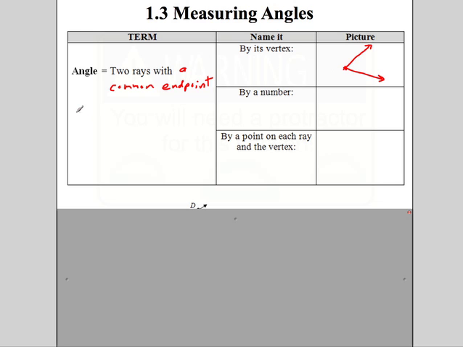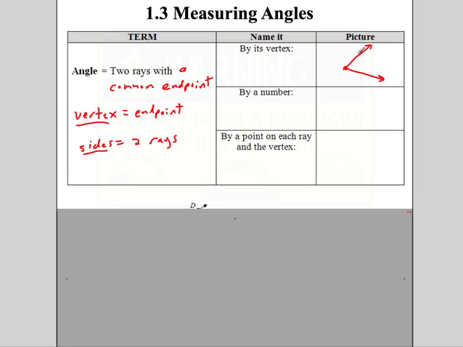So we have some more vocab. This common endpoint is called the vertex. So the vertex is the common endpoint. So a lot of times we'll refer to that. It's that endpoint they have in common. And other parts of the angle we need to know. So we've got vertex. We also need to know the sides. What are the sides? Well, the sides of an angle are just the two rays. So make sure you're good with an angle, vertex of an angle, sides of an angle.